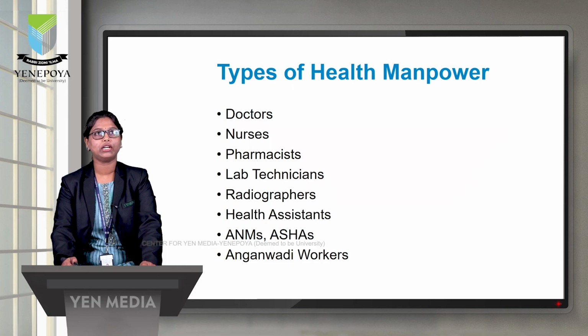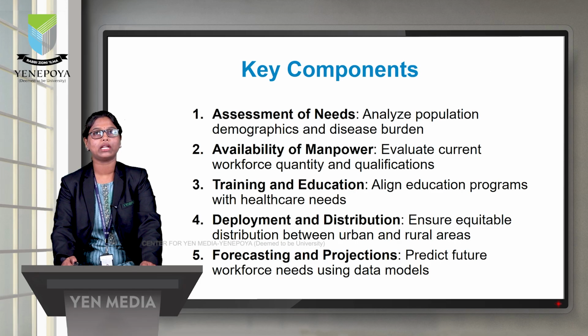What are the types of different health manpower? Health manpower is a broad term that includes doctors, nurses, pharmacists, lab technicians, radiographers, health assistants, and health workers such as auxiliary nurse midwives, ASHA, and Anganwadi workers. Each profession contributes to preventive, promotive, curative, and rehabilitative health services, making the diversity of health staff a key strength in any system. Next, we are going to see what are the key components in the health manpower planning.